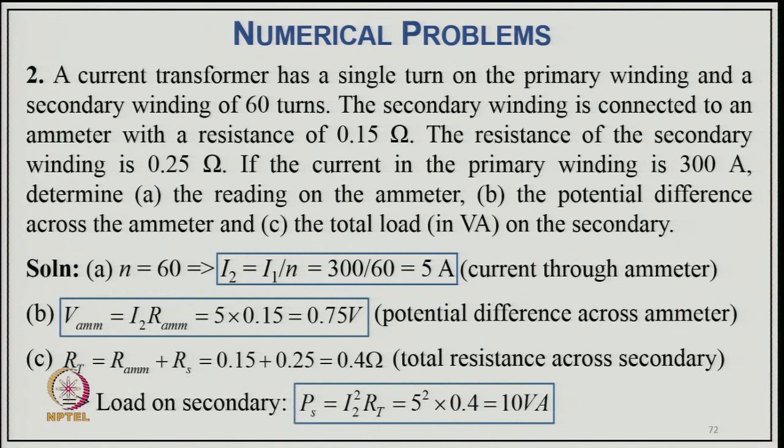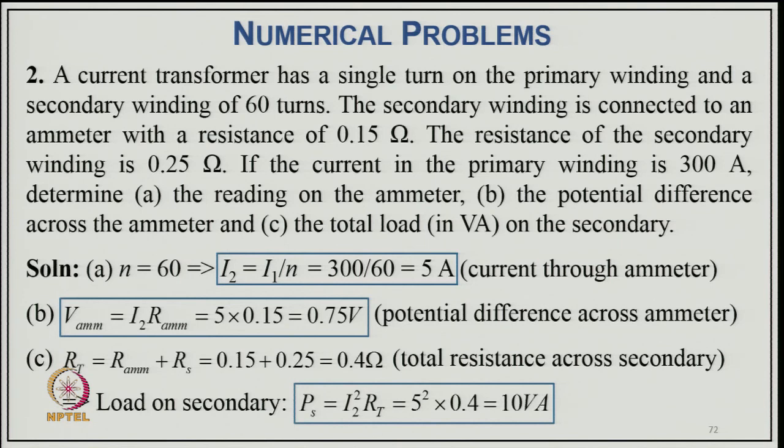Now, coming to the second numerical problem. A current transformer has a single turn on the primary winding and a secondary winding of 60 turns, and the secondary winding is connected to an ammeter with a resistance of 0.15 ohm, and the resistance of the secondary winding is 0.25 ohm. If the current in the primary winding is 300 ampere, determine the reading of the ammeter, the potential difference across the ammeter, and then the total load VA in the secondary.